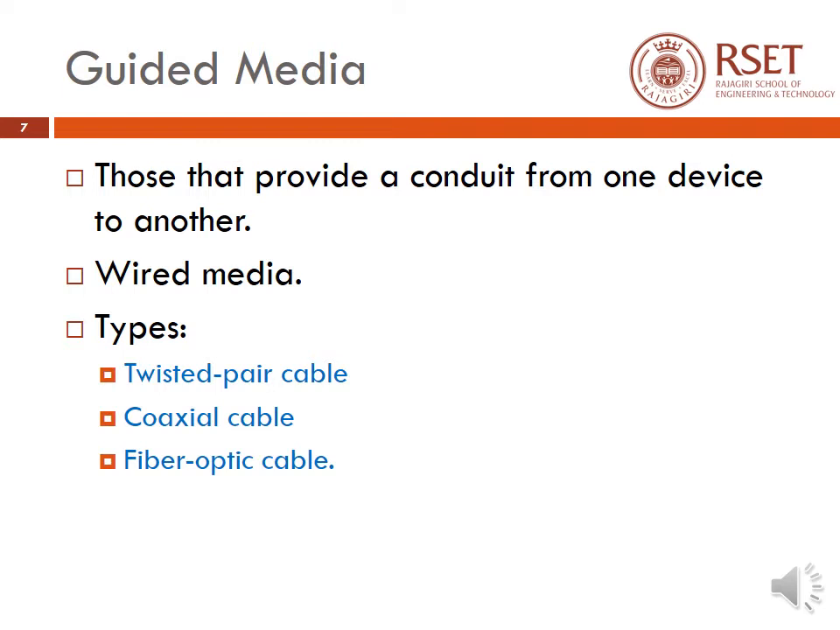Next is coaxial cable, and the last one is fiber optic cable, out of which twisted pair and coaxial cables are made of metallic copper conductors and they transport signals in the form of electric current, whereas optical fiber cables are made up of glass or plastic and they transport signals in the form of light.